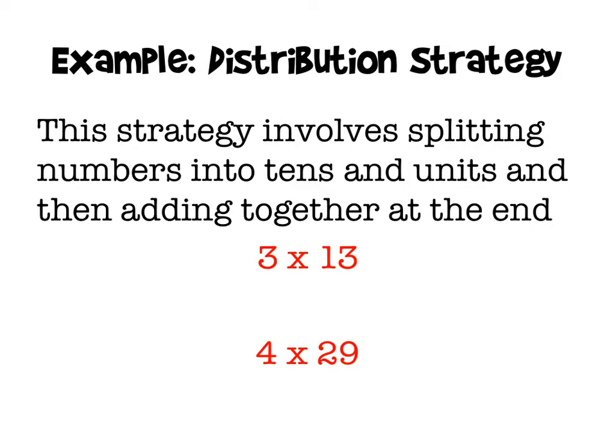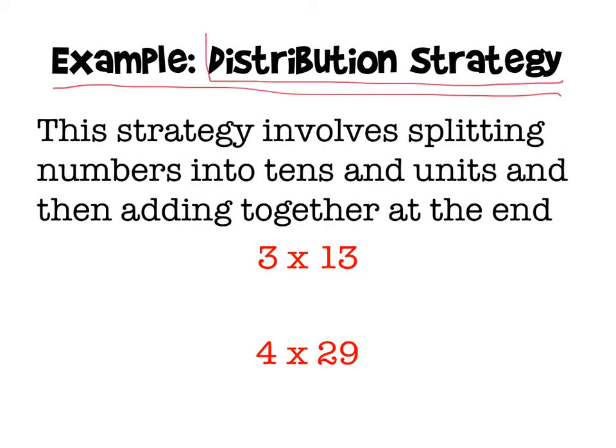Okay, this is an example. You need to write down the heading example and this phrase that says distribution strategy. Underneath it, you need to write the following words. These are the two examples that we're going to use the distribution strategy with: 3 times 13 and 4 times 29. It'd be a good idea, because there's two examples, to write the first one, 3 times 13, let me go through the working, and then write the second example and let me go through the working, so you have enough lines in order to write down the working for each. Heading distribution strategy, information underneath, and then the two examples.